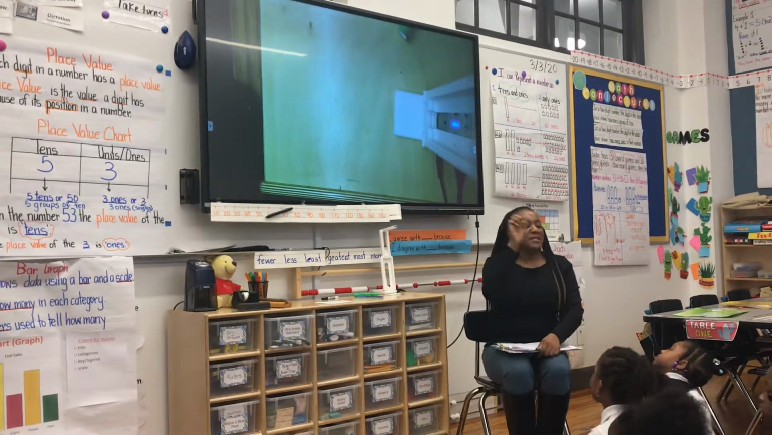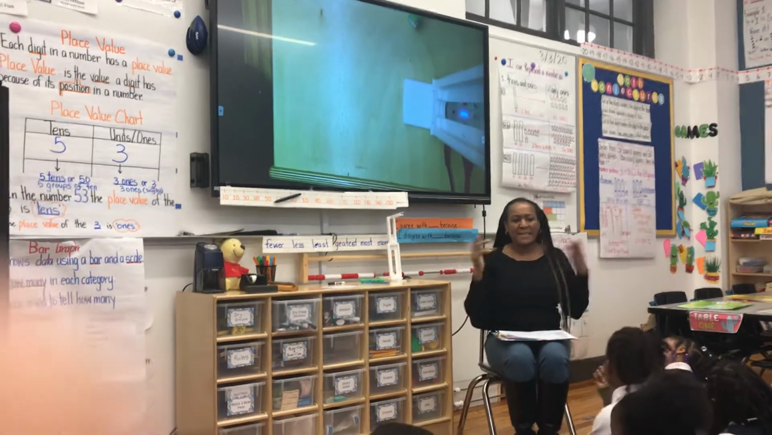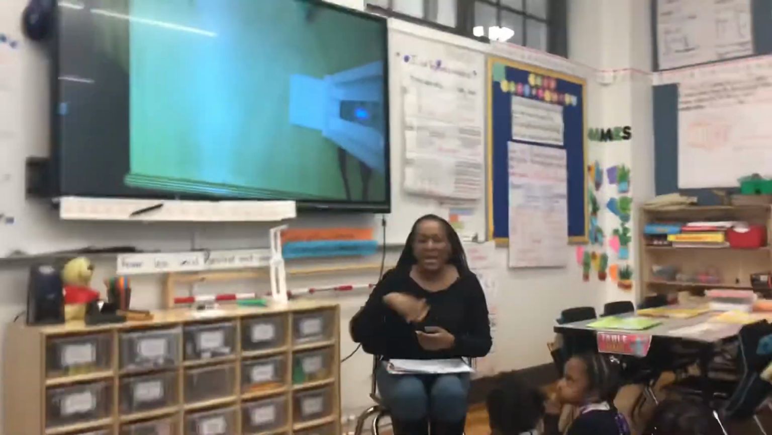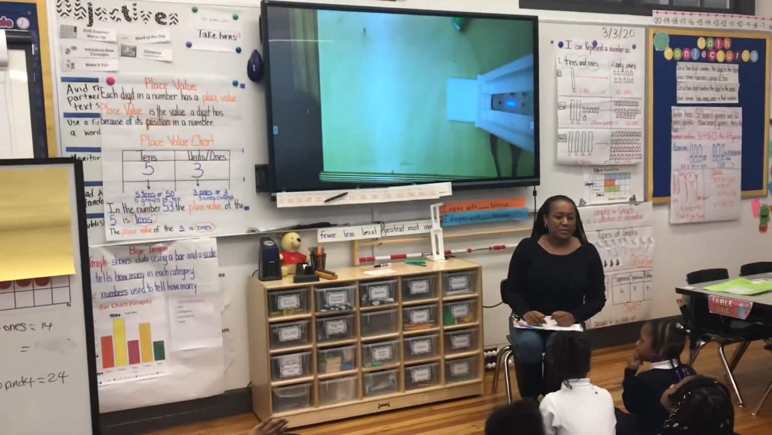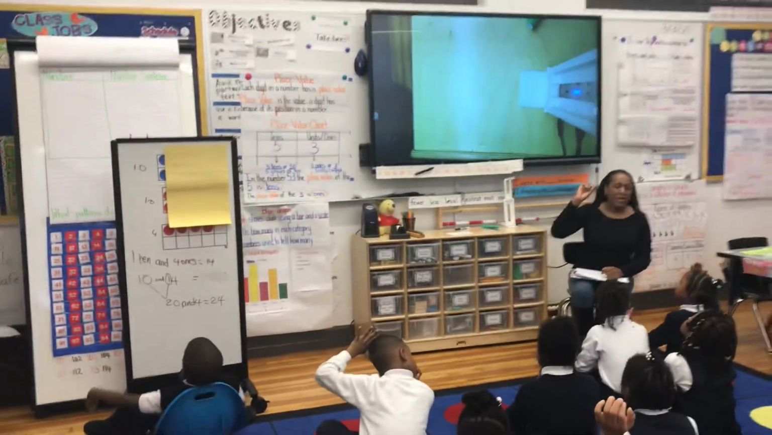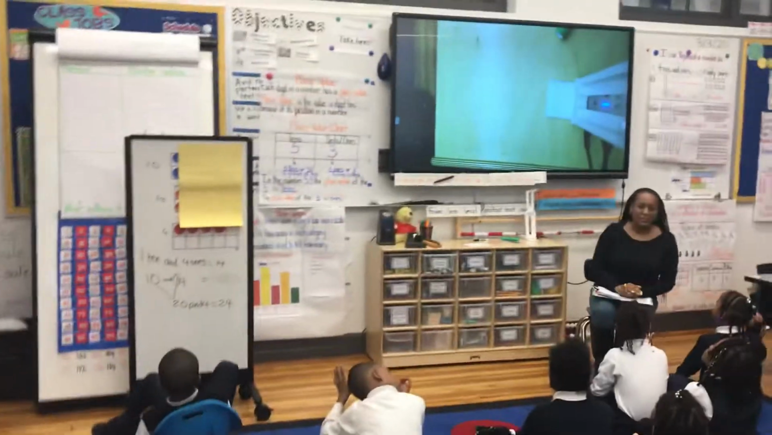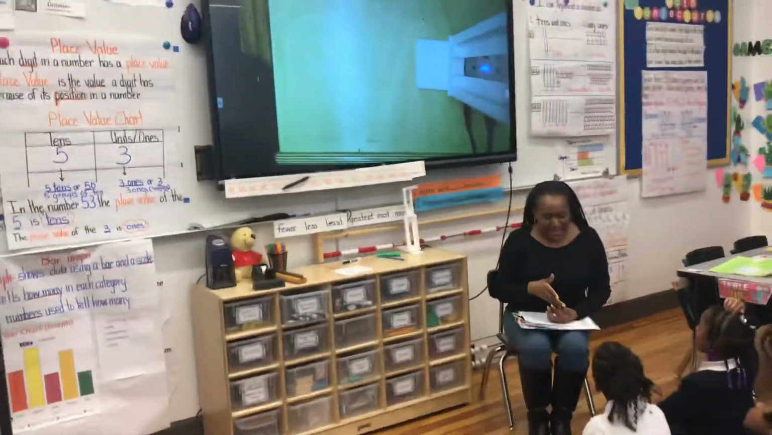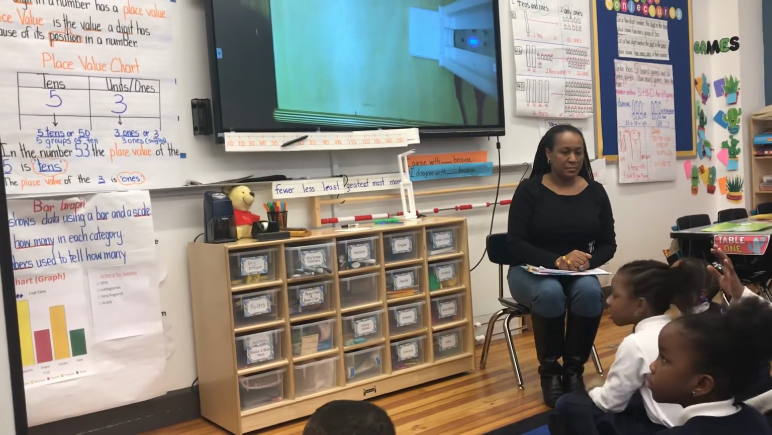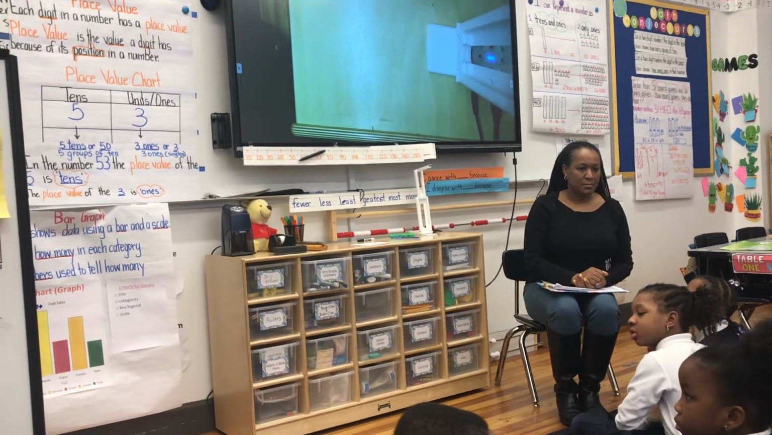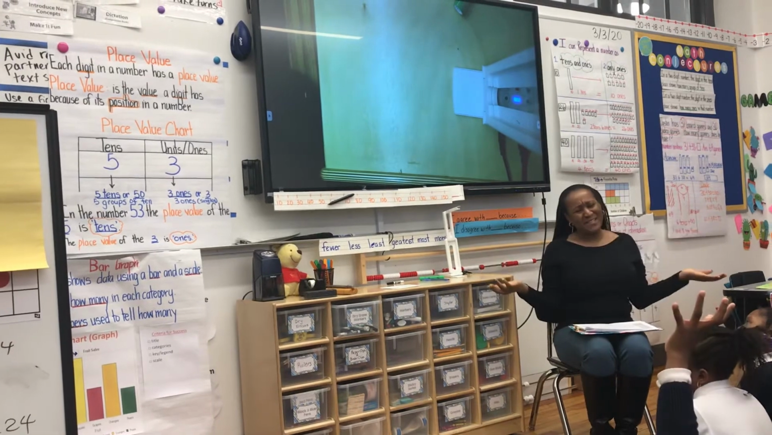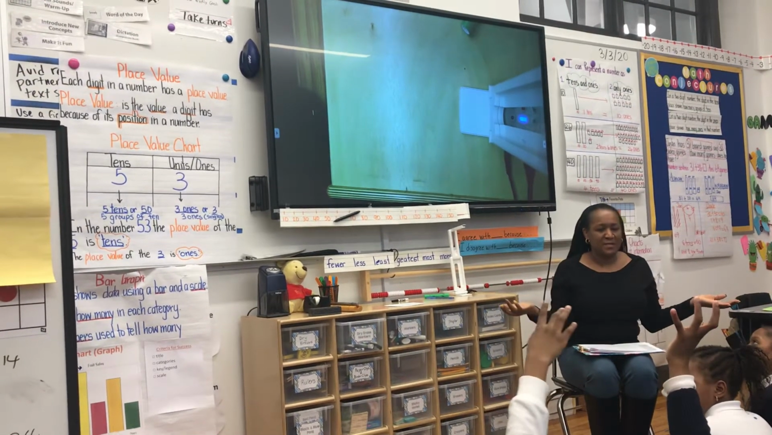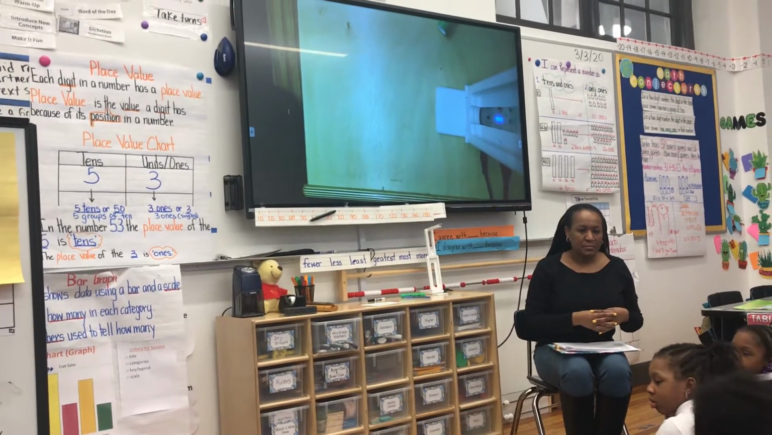When we have a digit in the tens place, what is it telling us? I'm looking for hands. Dale: It's telling us how many tens you have. When we have a digit in the ones place, what is that showing us? Octavia: How many ones you have.